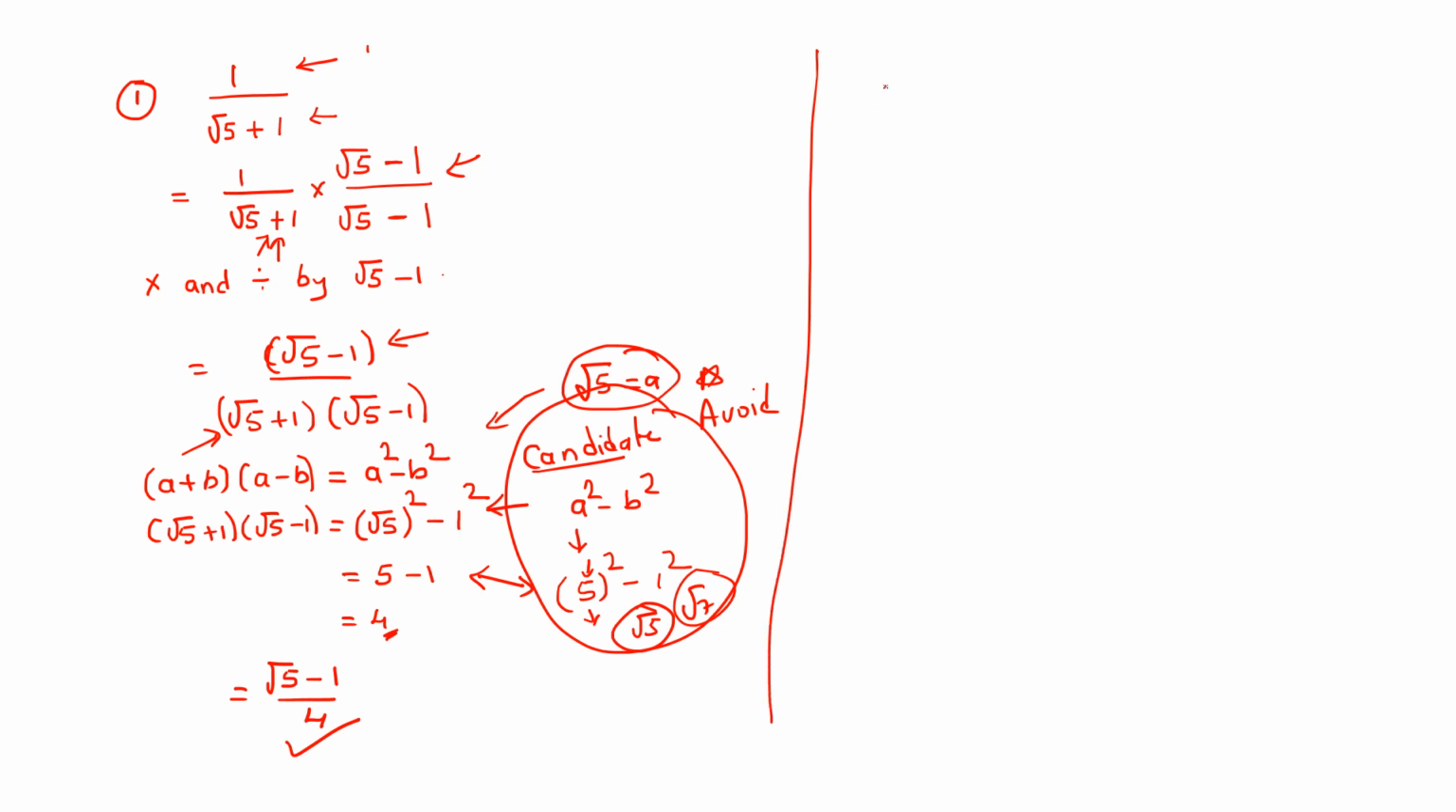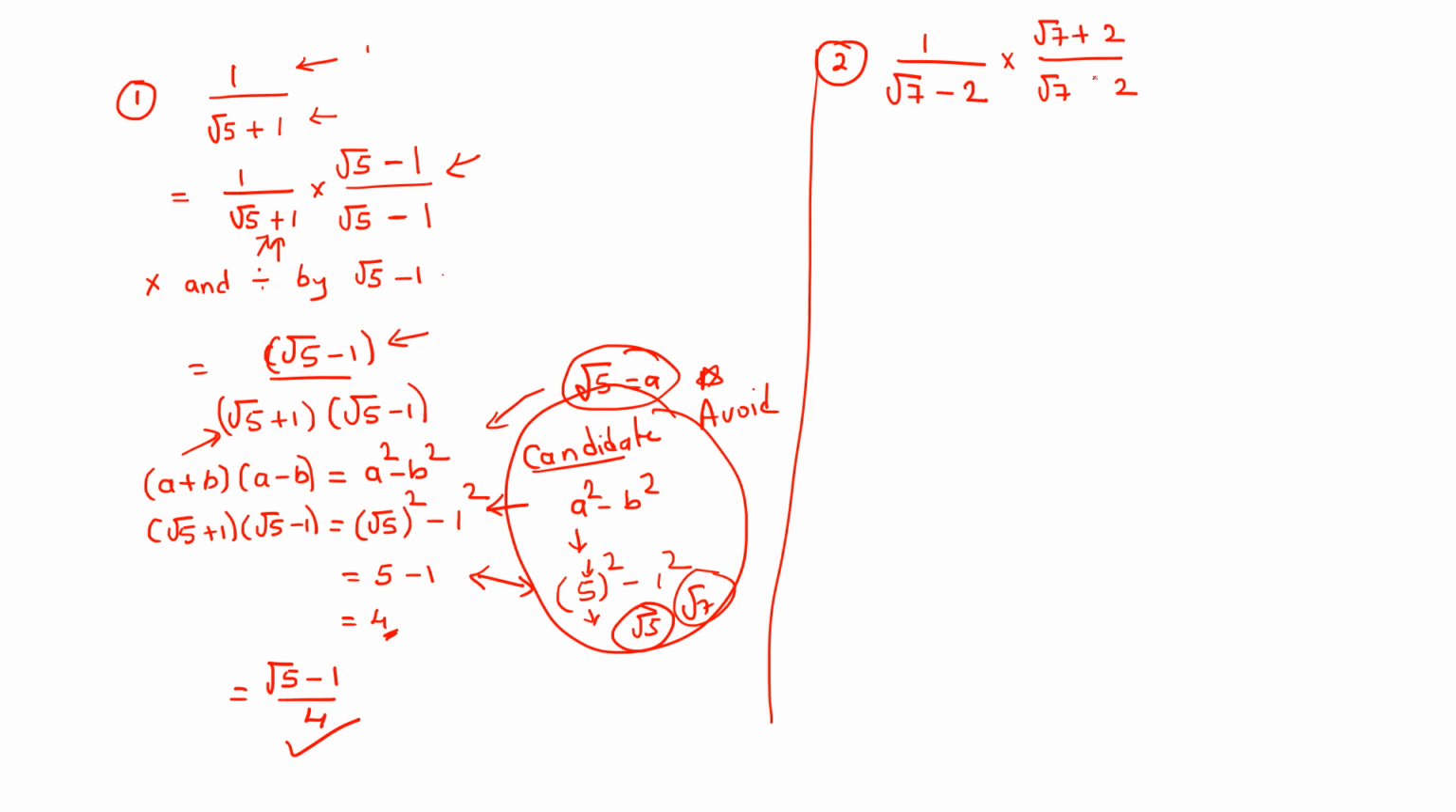So if you have understood this, let us try one more question. This is 1 divided by root 7 minus 2. Now again multiply and divide by the conjugate, that is root 7, this is 2. Again you can write root 7, this is 2.